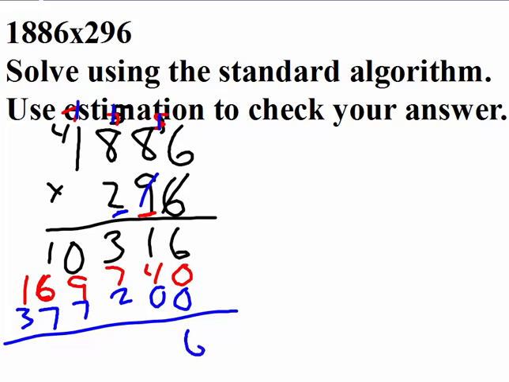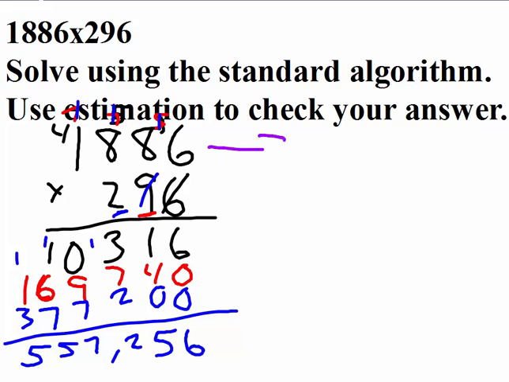Let's add them up. 6, 5, 12, carry the 1, 17. 1 plus 1 is 2, 2 plus 6 is 8, 8 plus 7 is 15. My answer is 557,256. Let's use estimation to see if that's correct.